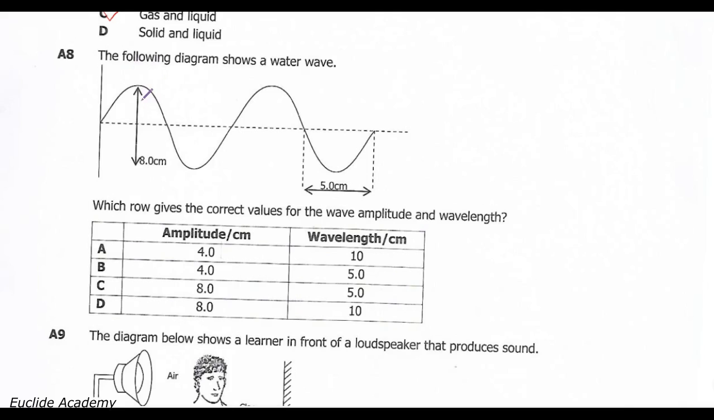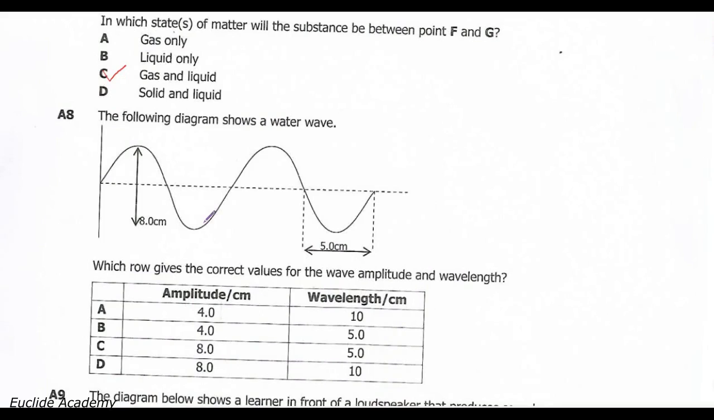So we look at this wave and we have to check what is the correct value of the wave amplitude and the wavelength. The wavelength is the distance between two crests or two peak points. That is, the distance between these two is the wavelength, and the amplitude is the highest point of the crest from the point of undisturbance, or the depth of the trough. That is the amplitude. So which row gives the correct values of the wave amplitude and wavelength?